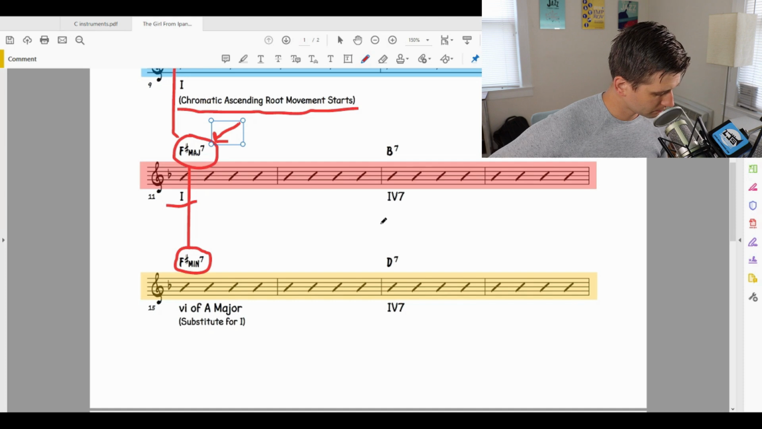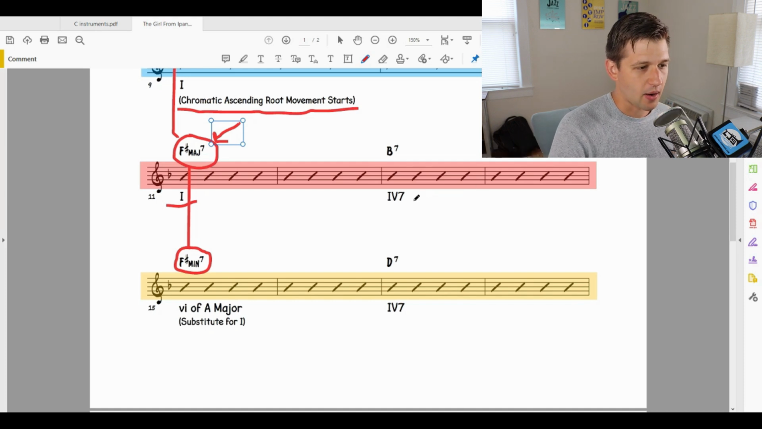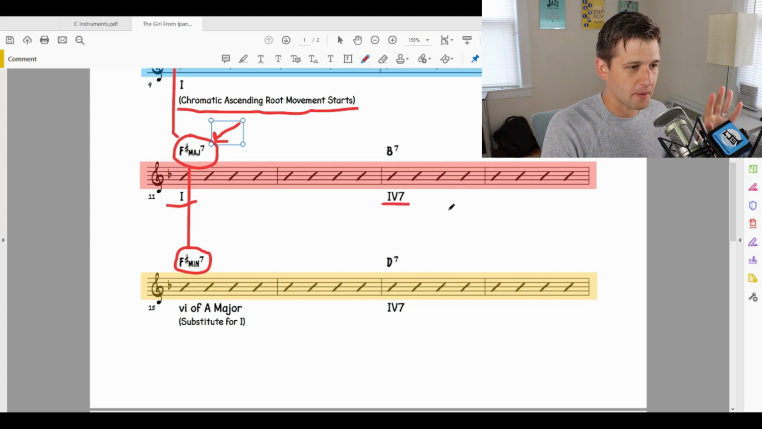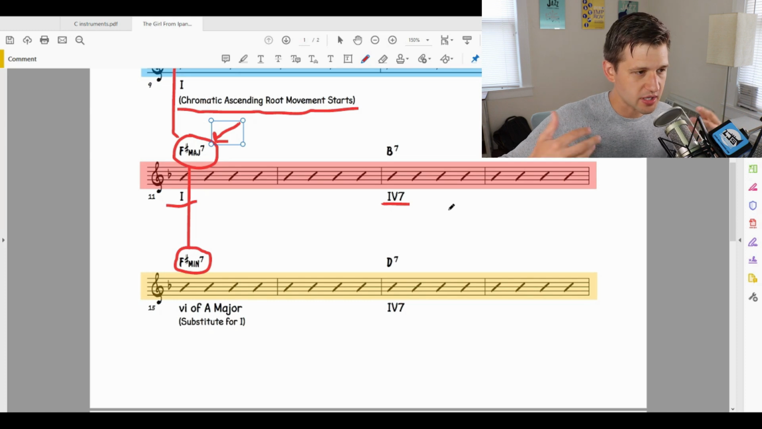Okay, then we hit a B7. Now, I analyze this as a 4-7 chord. Remember, we've talked about in the past that that 4-7 chord is really coming from the blues, right? That's from blues harmony. Now, again, there's people that would argue different ways to understand this chord.